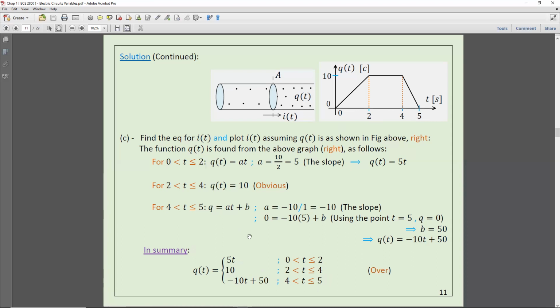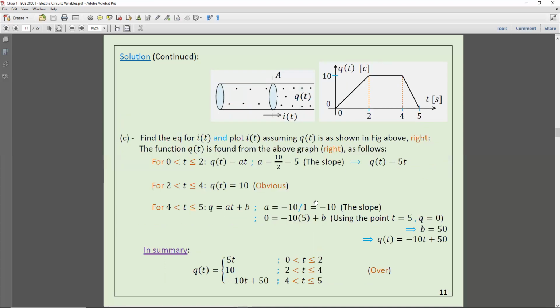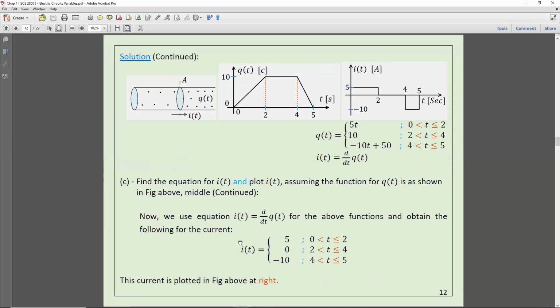Here we spent some time just to calculate q because q is not given to me. So it's different from the previous cases. In the previous cases, I gave you q, but here I didn't give you q, I gave you a plot. Using this plot, you can calculate q. After you calculate q, it becomes easy. All you have to do is differentiation. You have to differentiate to calculate q of t.